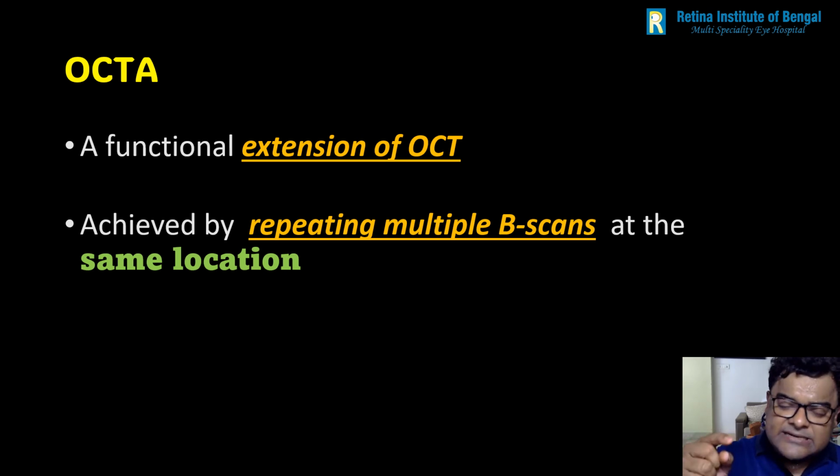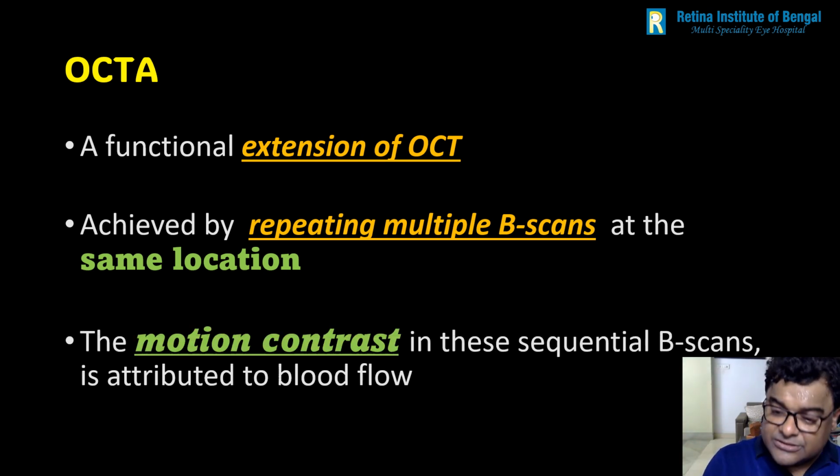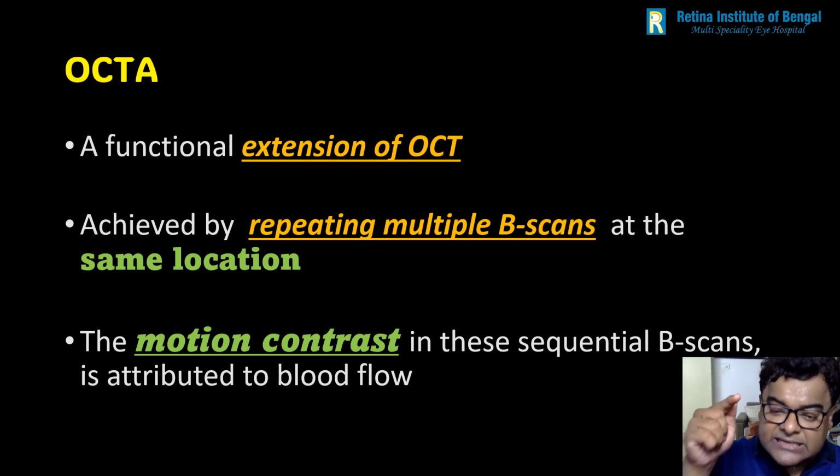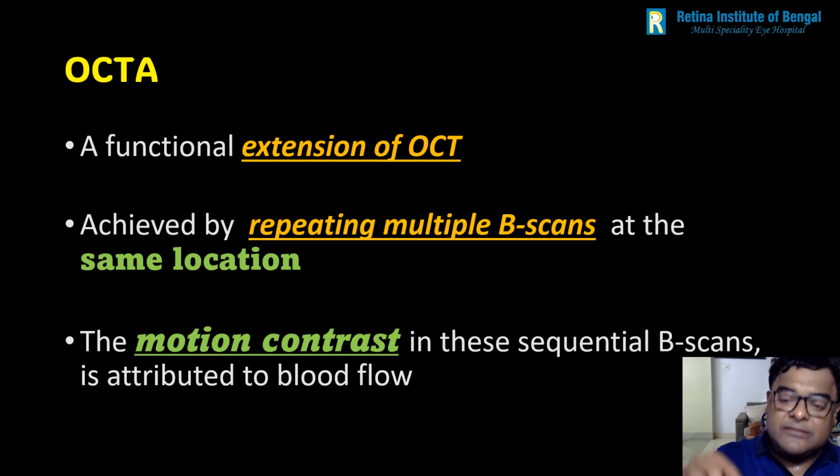And what can move inside the retina? Everything is fixed except for the blood cells. So the red blood cells are the only thing which is moving. So if there is any motion contrast between the 7-8 scans that you are taking at the same location, then they must be representing the blood area, the areas of vascularity. So that is exactly what happens.